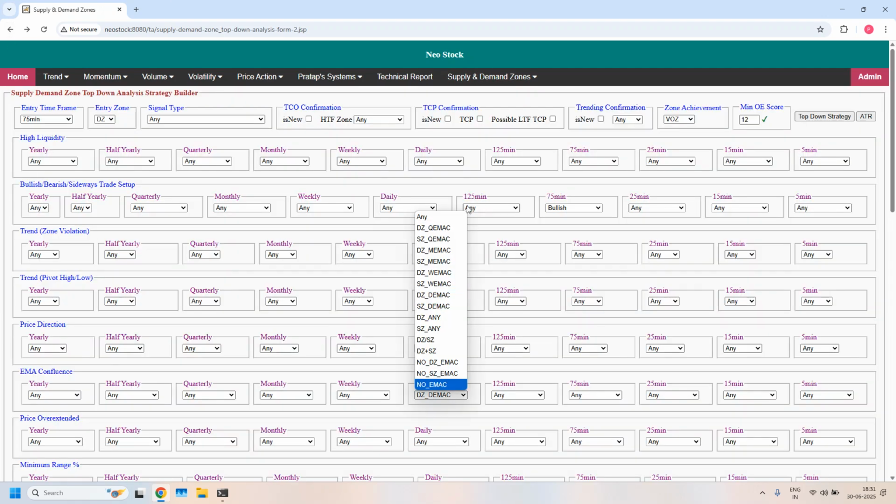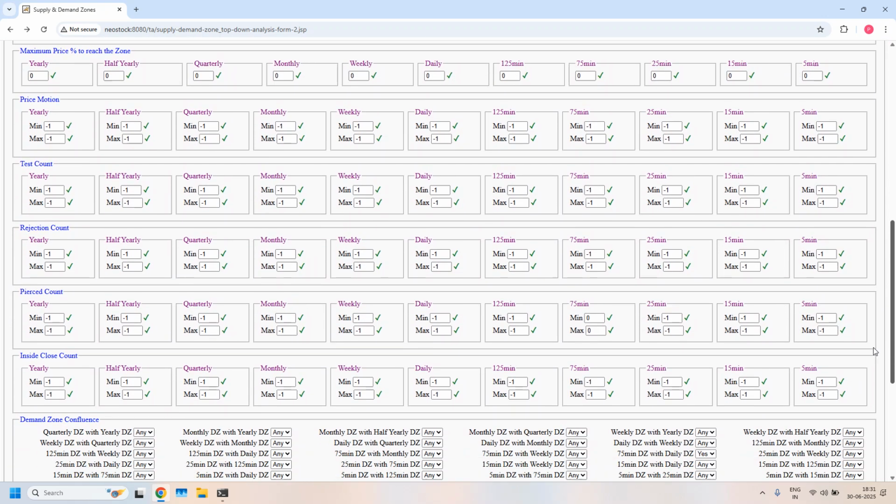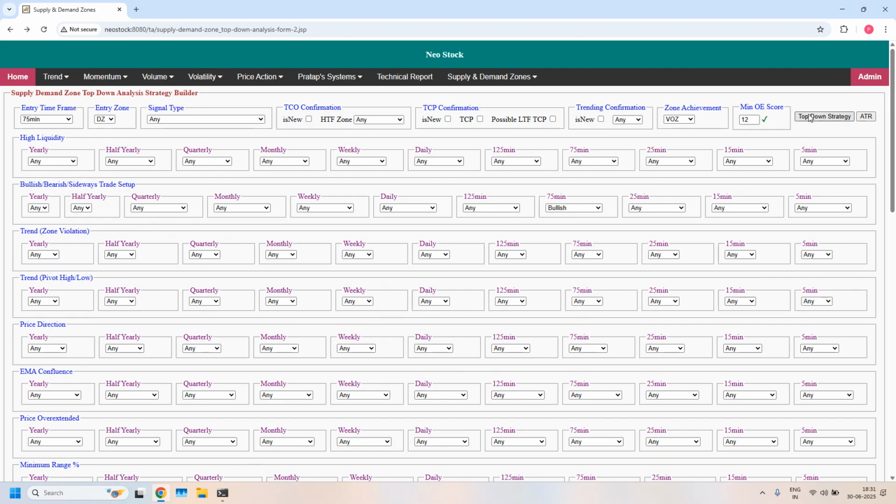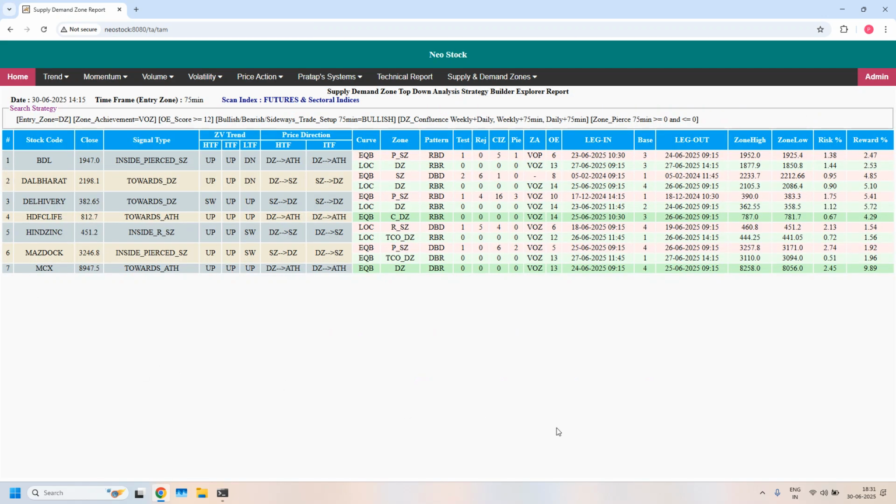Going back, removing EMA filter, it is ITF specific. Now we should focus on HTF. Here in the demand zone confluence, 3 filters we have to set. This is the first one. Next 75 and weekly, daily and weekly demand zone confluence. With all 3 filters, we got 7 stocks. In all the 7 stocks, these 75 minutes demand zones overlapped with daily demand zone, both together again overlapped with weekly demand zone.